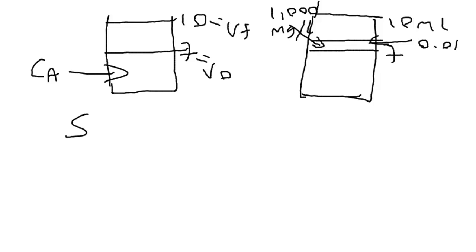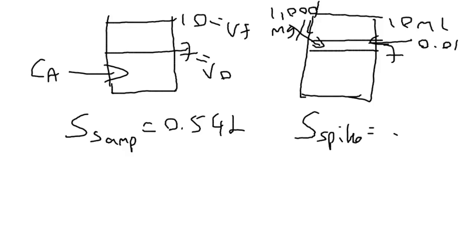Okay, and we're going to measure both solutions. So the signal of the sample is measured to be 0.542, and that's in absorbance units. And the signal for the spike solution is 0.762. So now we have everything we need in order to solve for the concentration of the analyte. And remember, this is the concentration of the analyte in this sample solution, not in the diluted solution.